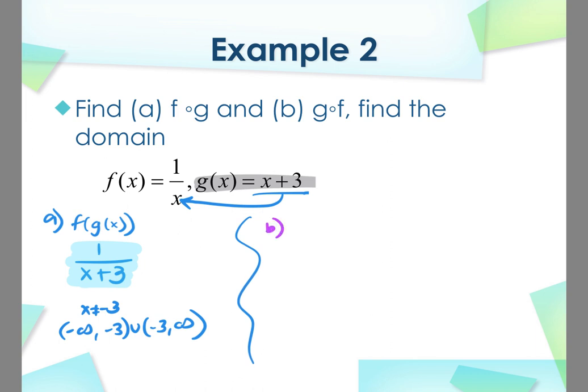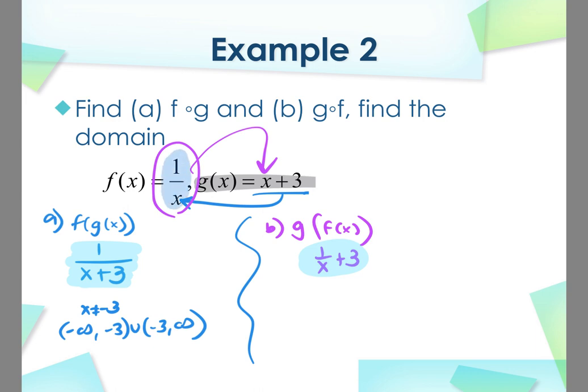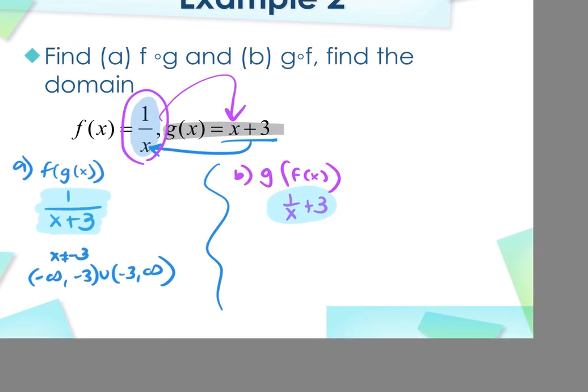Okay, B, g of f of x. This time, the f is getting plugged into the g. So this becomes 1 over x plus 3. Now I go back to the original f function. Is there a restriction on that? What is it? X cannot equal 0. So even if I have a new one or if I don't have a new one, that still gets carried down to my answer. I look at my composite and it's the same restriction. So I only need it once. Negative infinity to 0 and 0 to positive infinity.